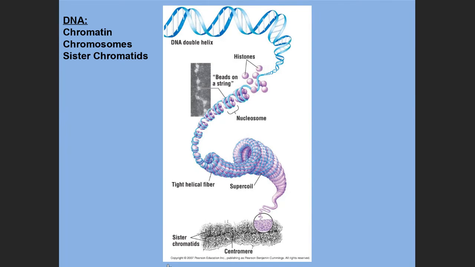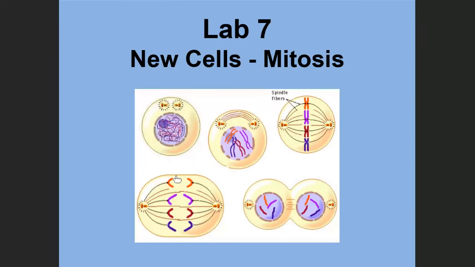Chromatin, okay, is described as DNA that is loosely packed in a cell. It takes up the whole nucleus, okay? Sister chromatids are defined more like this. They look almost like an X, okay? Chromosomes are here. Chromosomes are defined as tightly packed DNA.